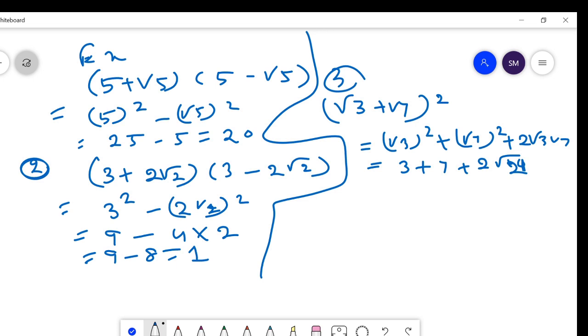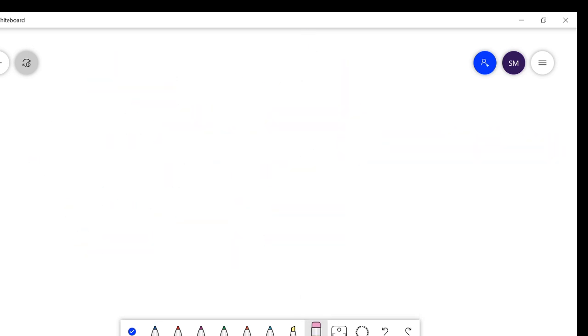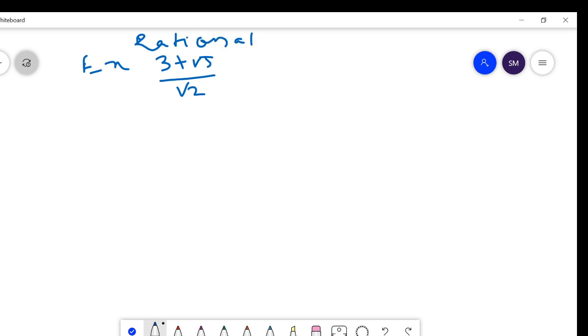Then rationalization of denominator. When the denominator is an irrational number, we have to rationalize in which way? Look at the example. 3 plus root 5 upon root 2. Here root 2 is an irrational number. Then we have to rationalize the denominator. What we have to do? Make the denominator a rational number.